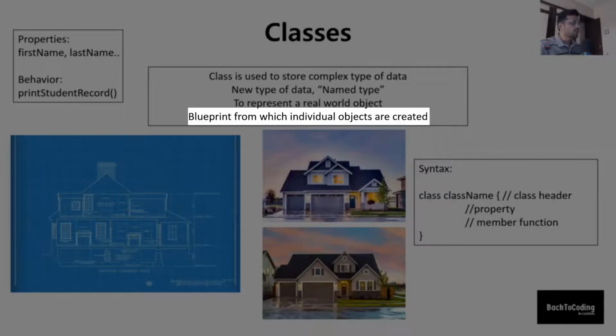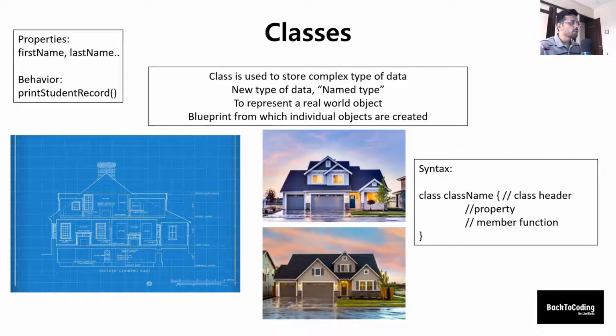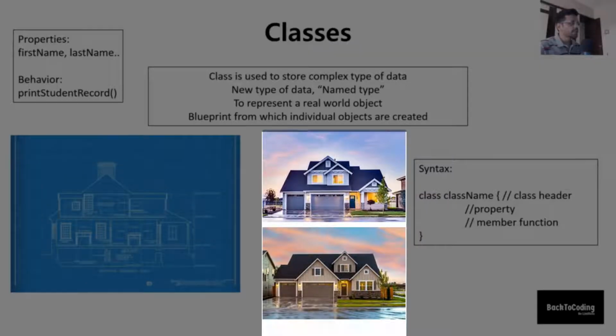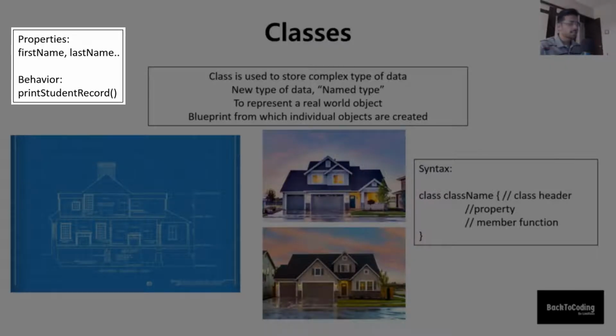Class is also called a blueprint from which individual objects are created. For example, blueprint is a sketch or a prototype of a house, which is a class. And based on that blueprint, when you actually build a house, then it is the object. Hence, the class is called the blueprint for an object. Classes have properties and behavior.